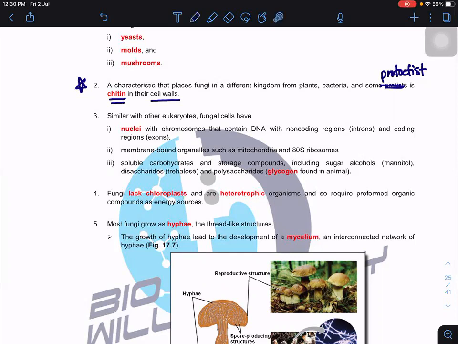Similar to eukaryotic cells, they have the nucleus containing DNA with non-coding and coding regions, and membrane-bound organelles, including mitochondria, but they don't have chloroplasts. Be careful. Now, in terms of carbohydrate storage, they have glycogen, similar to animals. Are you clear? But they do have other kinds of sugar, let's say mannitol, and also the disaccharide trehalose, a bit special for them. But again, they store glycogen similar to animals.